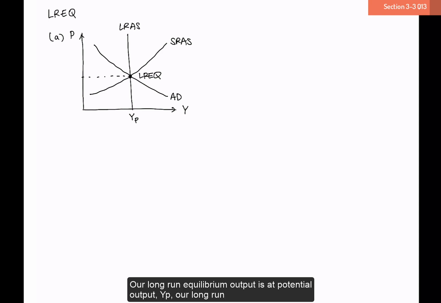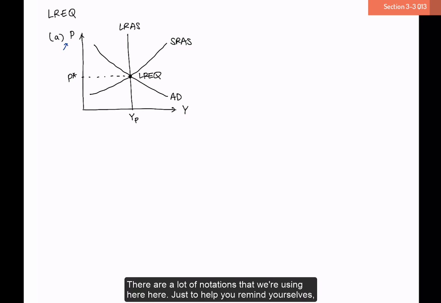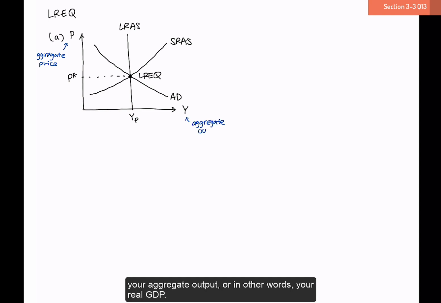Our long-run equilibrium output is at potential output, YP. Our long-run equilibrium price is at P star. There are a lot of notations that we're using here just to help you remind yourselves. Our capital P on the y-axis is your aggregate price. Capital Y on the x-axis is your aggregate output, or in other words, your real GDP. The vertical line is our long-run aggregate supply.